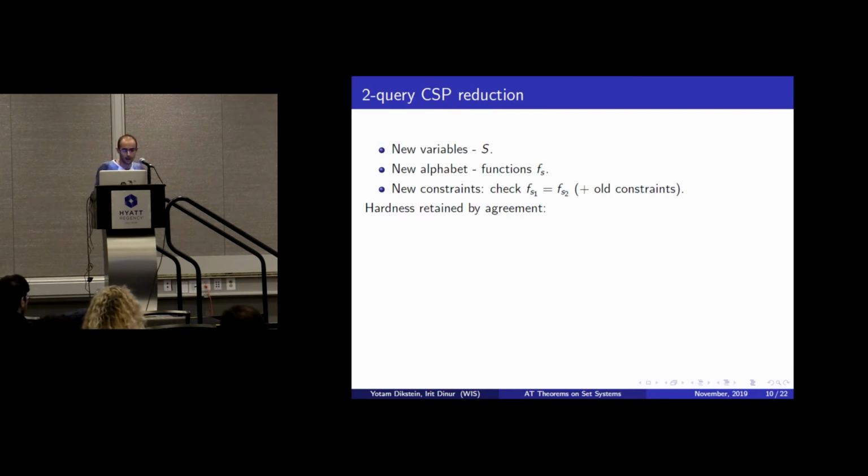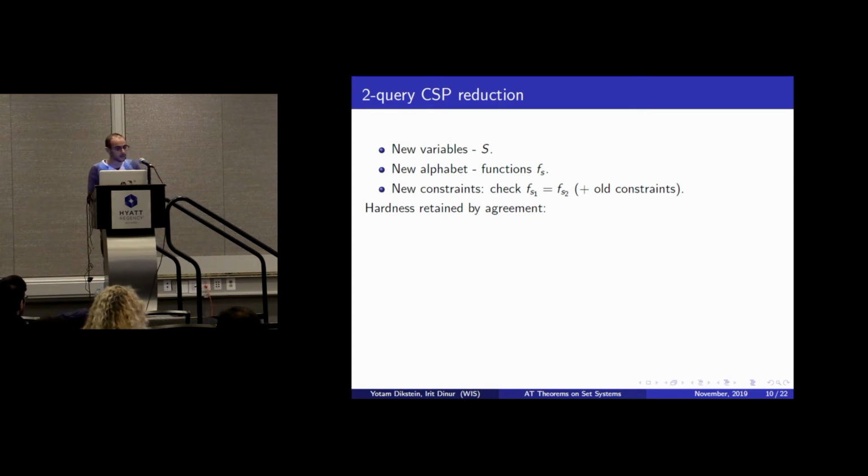So indeed, after describing this, our new CSP, which will have only 2 queries, our new variables will be a variable per each set inside S. The new alphabet should be interpreted as functions that are local assignments to these sets. So our alphabet probably grew a little. And our new constraint is just to sample a constraint according to the agreement test and check whether the 2 assignments are actually consistent with one another. And of course, to check that the local assignments are also legal according to the old constraints.